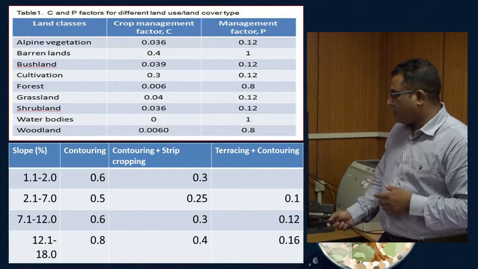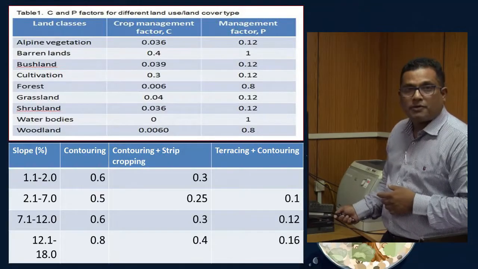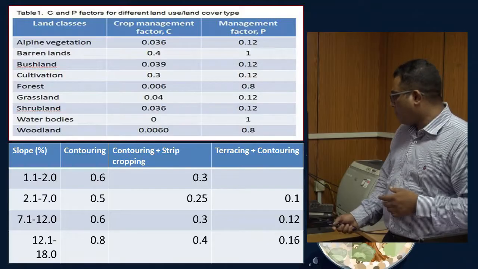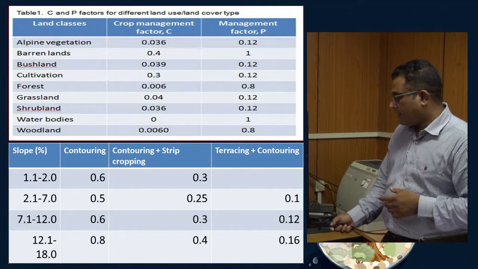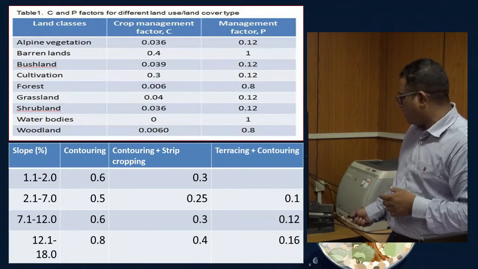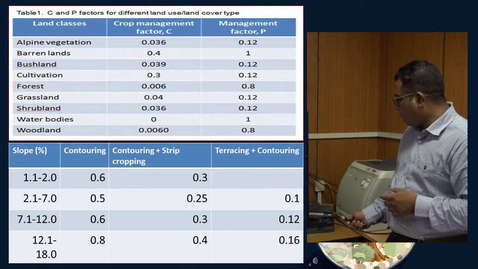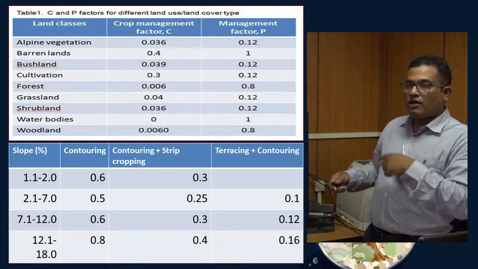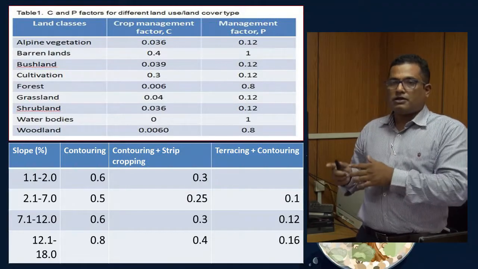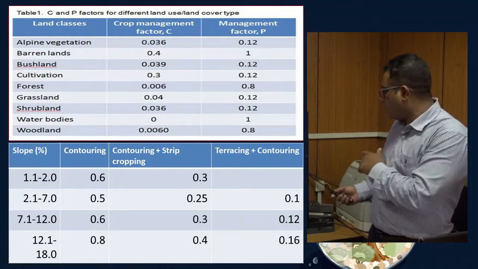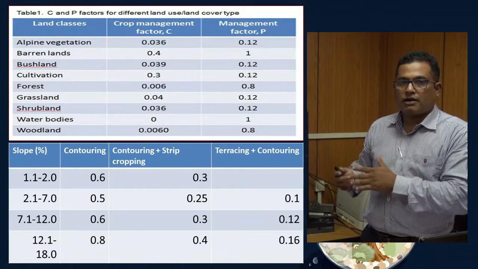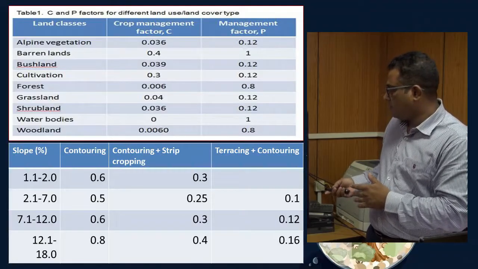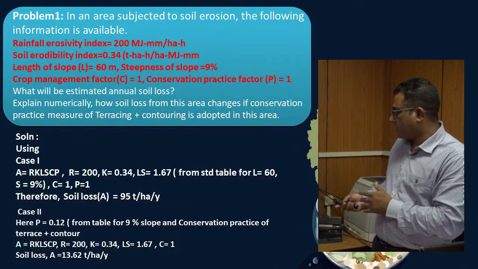And what conservation practice are we adopting? We are adopting contouring plus terracing. For such a conservation practice and this type of topography, the P factor is 0.12. So the value of P would be 0.12, where contouring and terracing is adopted for 9% slope, which is there in our question.